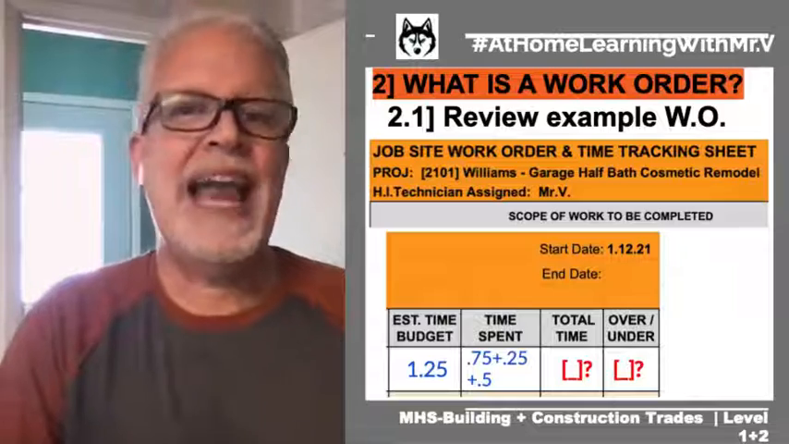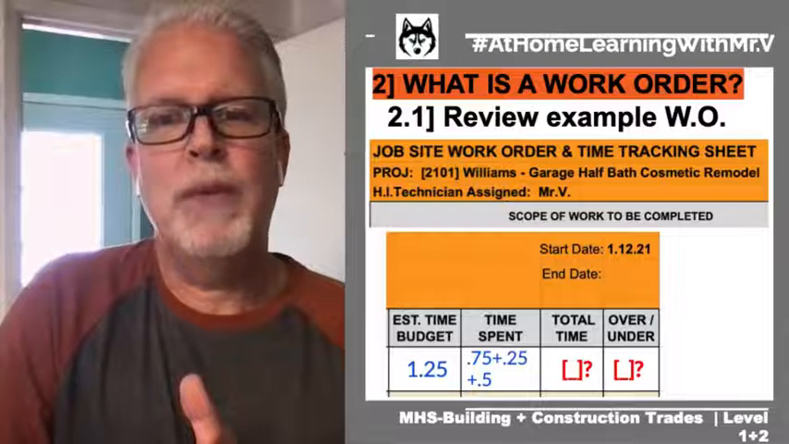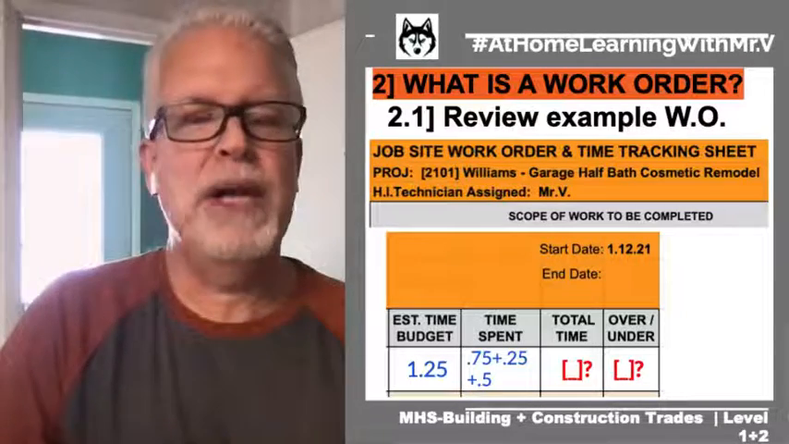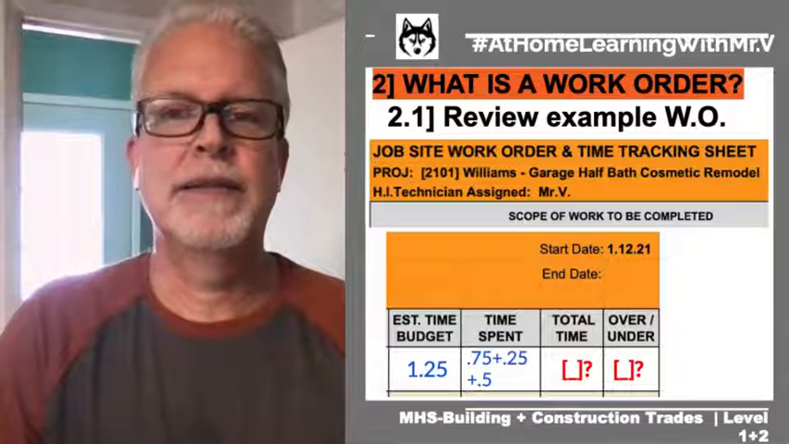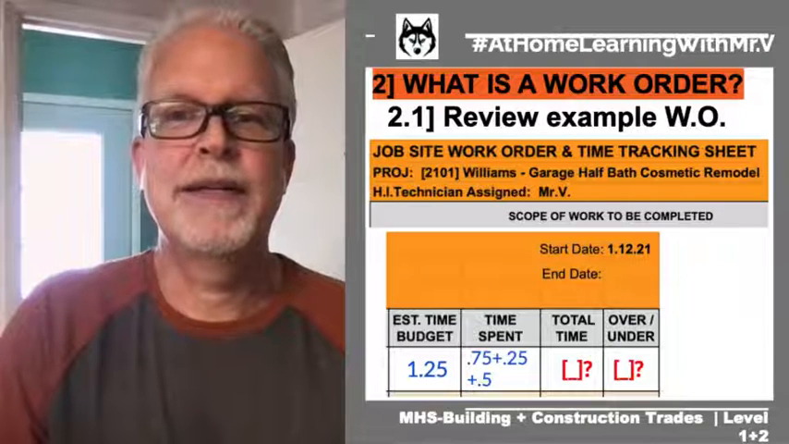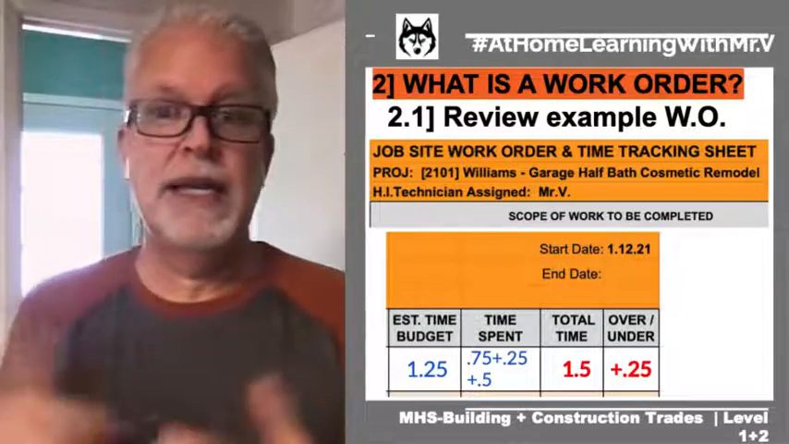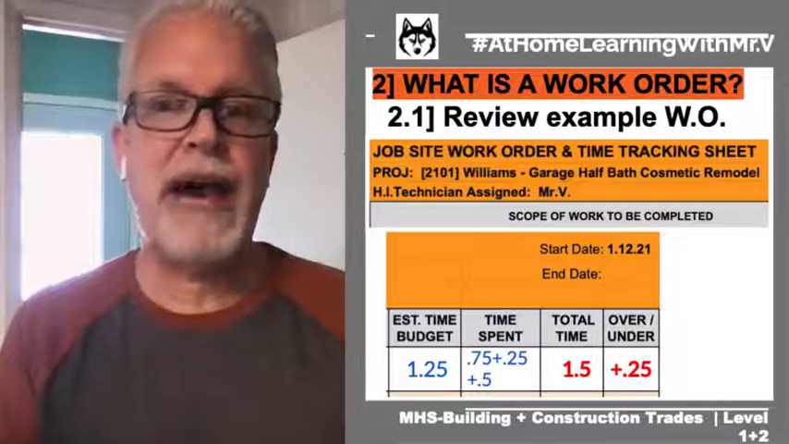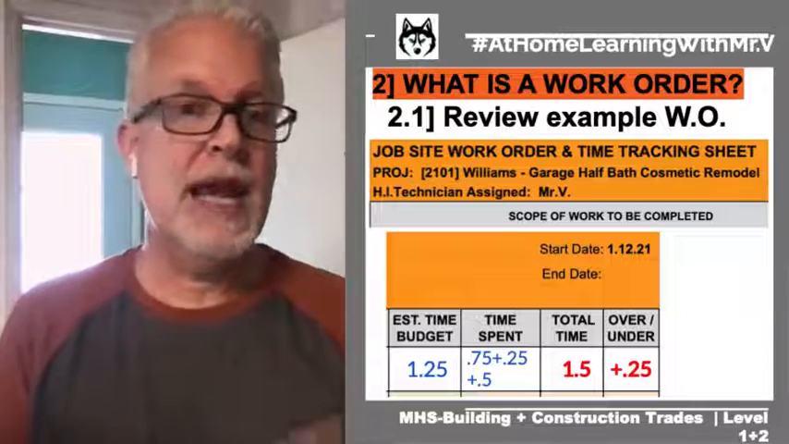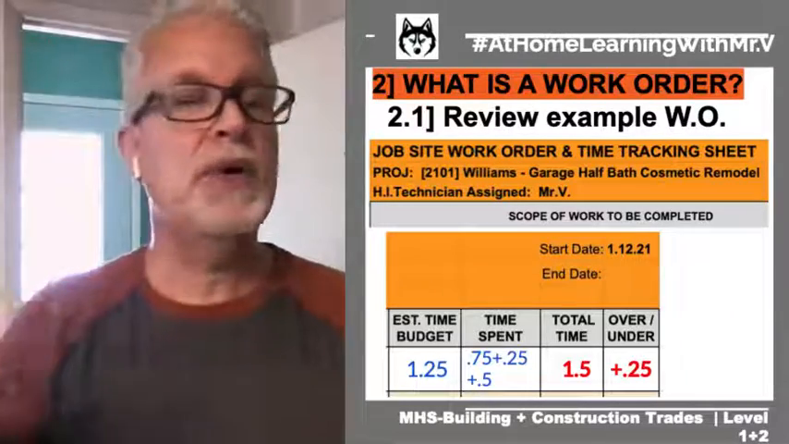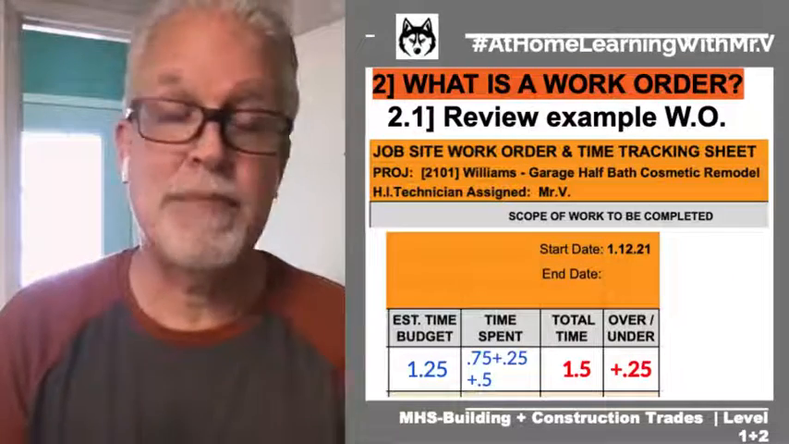All right, so here's the last question for you, Raul, and see if it makes sense. If I've spent 1.5 hours and the budget was 1.25, am I over or under the budget? Good. So here's how I would record it in the field. I would put the total time, 1.5. I would subtract that from the budgeted time estimate. And in this case, I'm putting a plus 0.25. So that means I am over budget by 15 minutes.